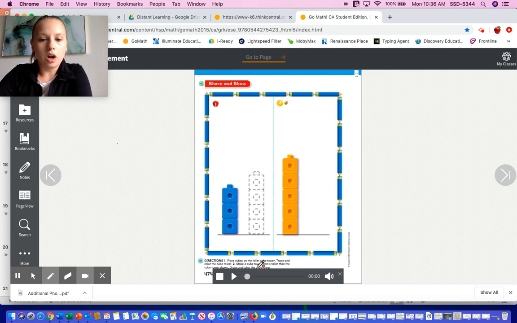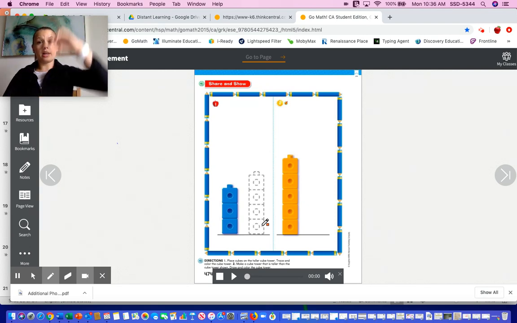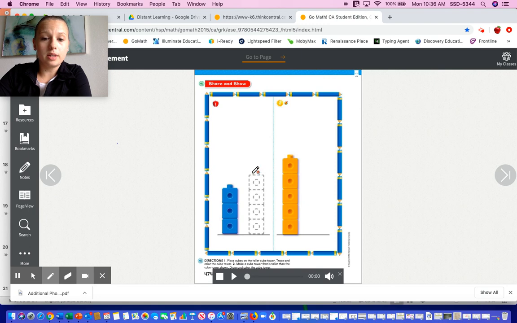Place cubes on the taller cube tower. So I see a blue cube tower here, and I see a cube tower here. Which one is taller or bigger in height? This one. Good. So if you have cubes, go ahead and put your cubes on here. If you have Legos, put your Legos on here. I don't, so I'm going to draw them. And this is kind of easy because they gave you the squares for the cubes. Good. And this one I made, there's 4 here and there's 3 here. I know that 4 is greater than 3, so this cube train must be taller.